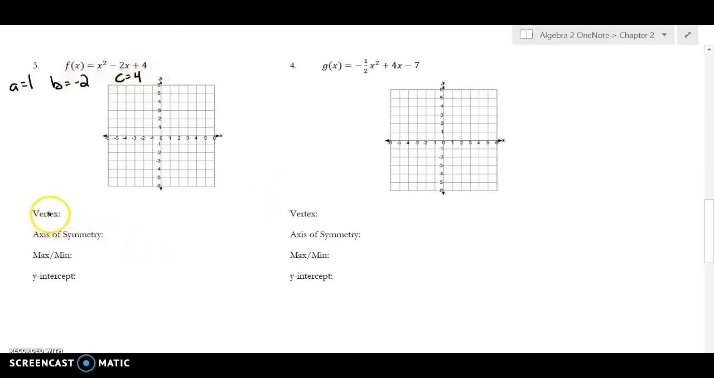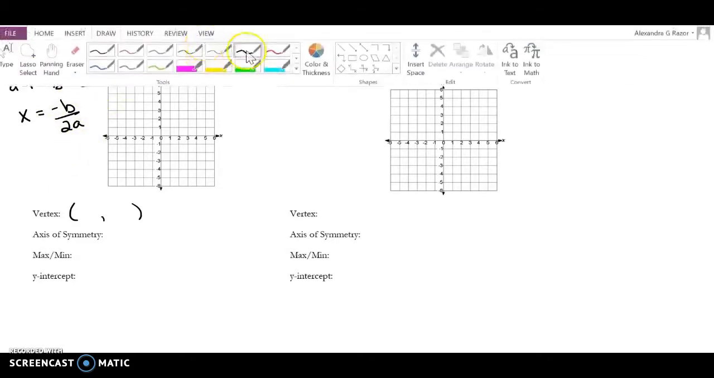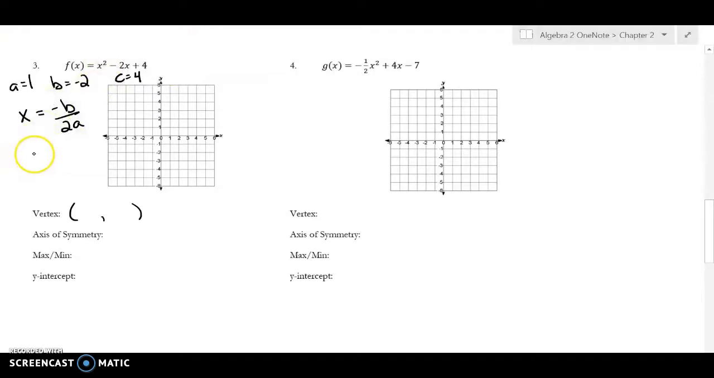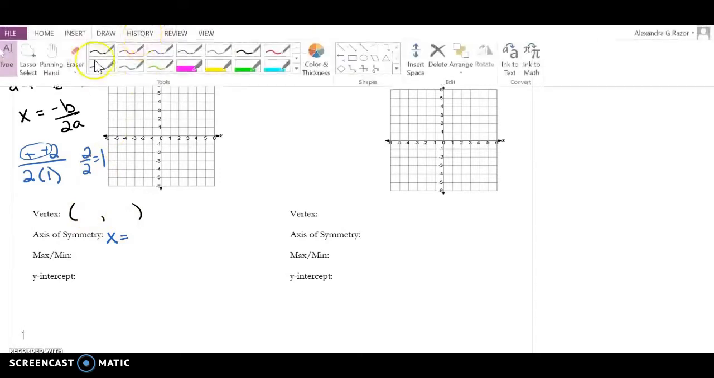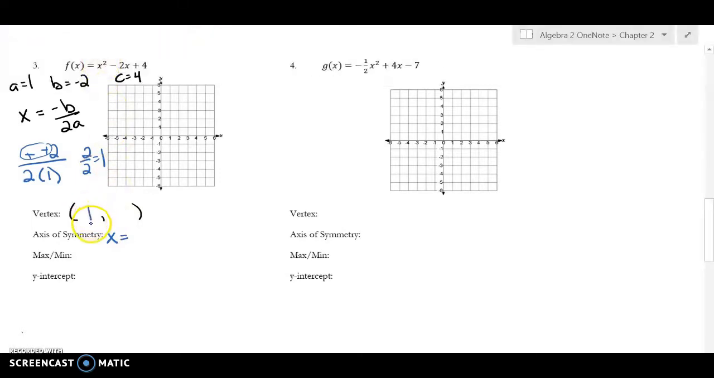To find the vertex the first thing I have to do is I have to find my axis of symmetry. And this is that formula that I said that we would use a bunch, negative b over 2a. So I'm going to choose a different color so we can see this. So I'm going to plug it in. So it's negative b, which is negative 2, over 2 times a, which is 1. These two negatives become positive. So it's 2 over 2. So my axis of symmetry is 1. And so this is at 1 also. So the vertex is at 1.